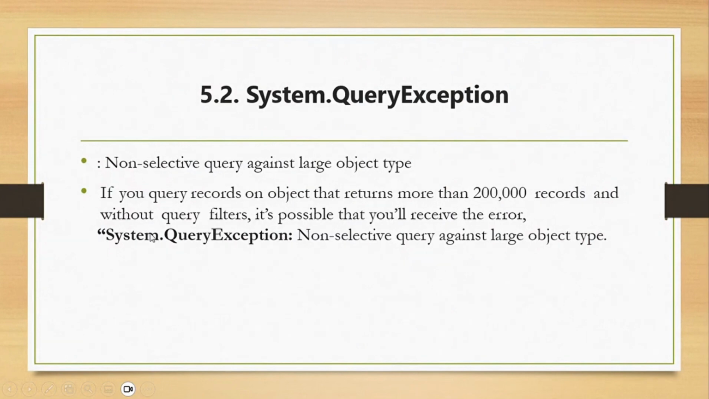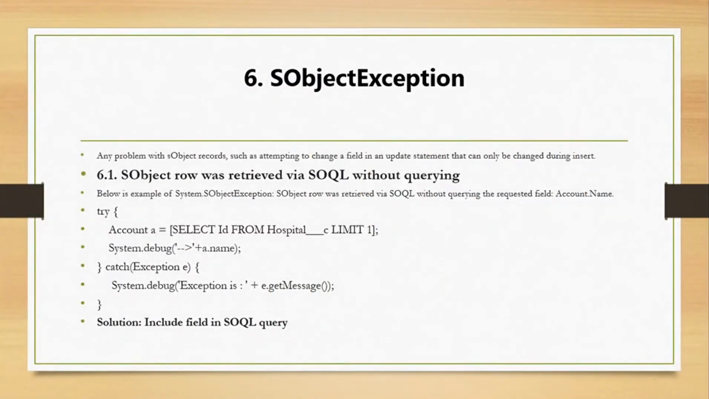System.QueryException. If you query records on an object that returns more than 2 lakh records without query filters, it's possible to receive an error: non-selective query against large object type. SObject exception: SObject row was retrieved via SOQL without querying the requested field. So include all the fields in your SOQL query.